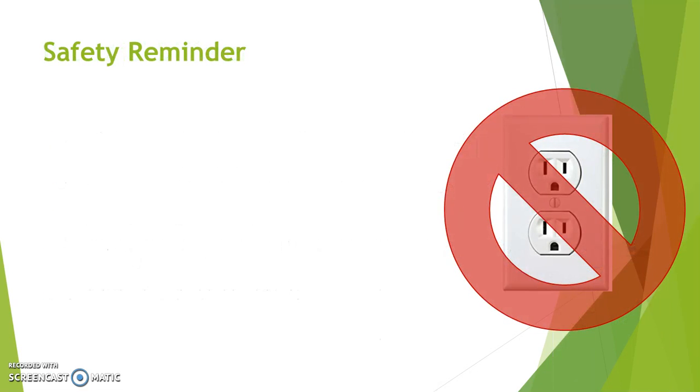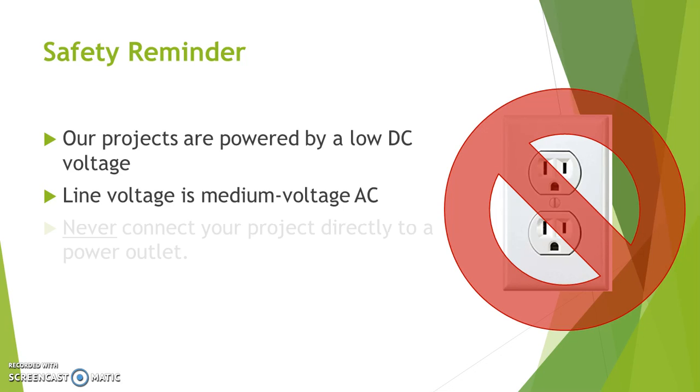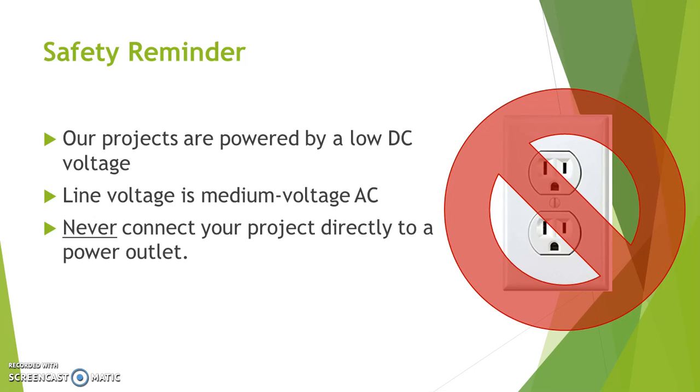Now, one note about the kind of electricity we'll use in our projects. All of our projects use a fairly low direct current voltage. The voltage that comes out of the outlets in our house, we would generally characterize as medium voltage, and it's alternating current. Alternating current is not useful for projects in robotics. You should never connect the projects that you build directly to a power outlet.